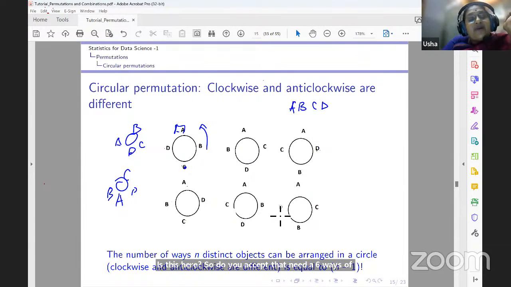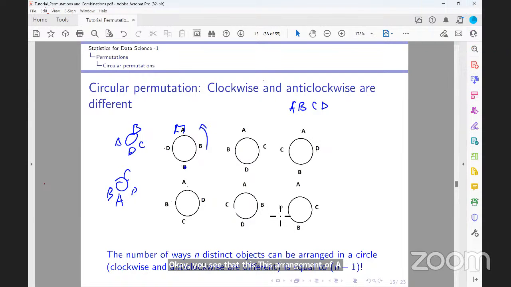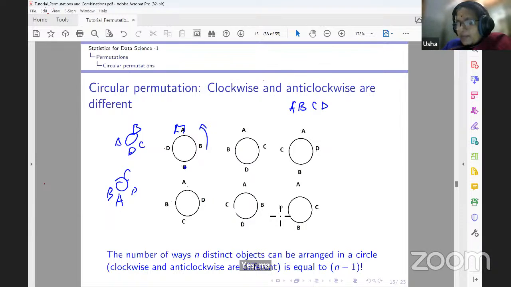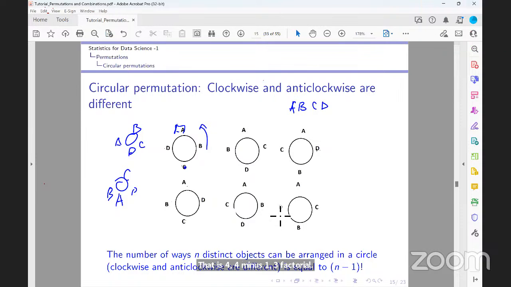Do you accept with me it is 6 ways of doing it? Why only A? Because suppose I fix B instead of A. You see that this arrangement of A, B, C, D is the same as this arrangement, right? So whether I'm fixing A or B or C or D does not matter. I'm going to get only 6, that is 4 minus 1, 3 factorial ways of doing it. Okay, ma'am. Clear. Thank you.